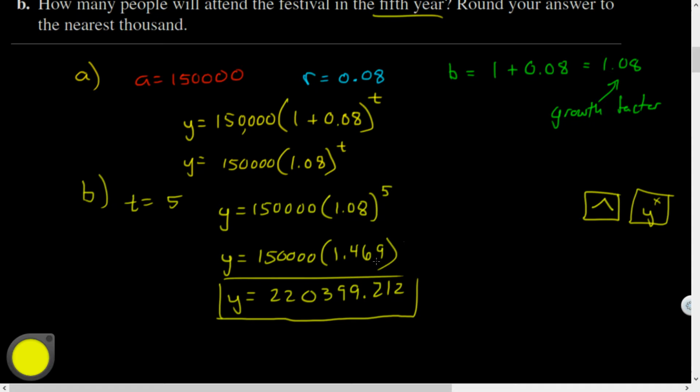I feel bad for whoever's like the 0.212 of a person. Right, that would be the predicted amount based on this model.